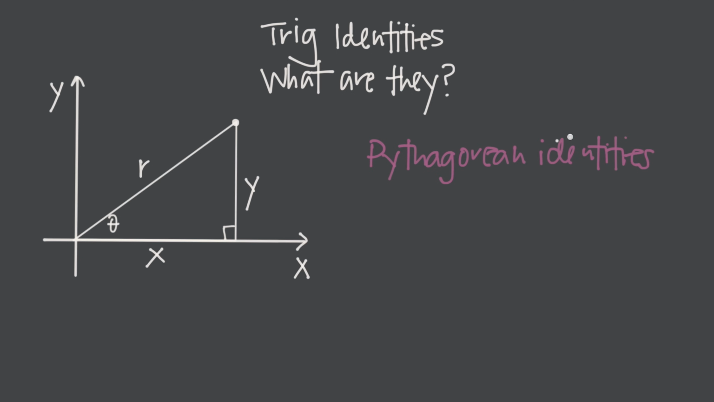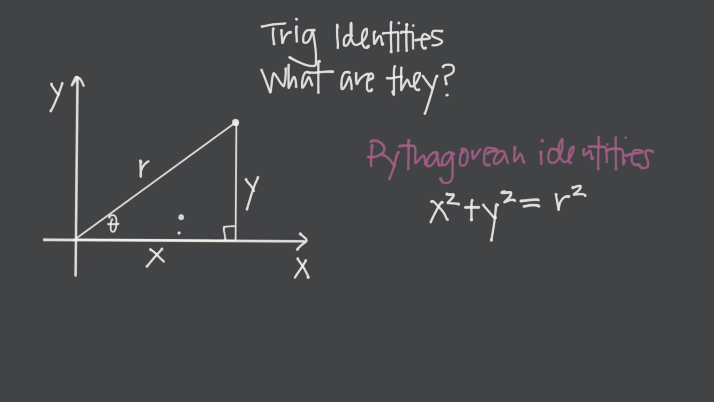The next one we want to talk about is Pythagorean identities, and this one also comes directly from our right triangle. The reason we call them Pythagorean identities is because they're based on the Pythagorean theorem, which remember tells us that a squared plus b squared is equal to c squared. In that formula, a and b are the lengths of the two legs of the triangle, and c is the length of the hypotenuse. So instead of a, b, and c, if we use x, y, and r respectively, we can say that the Pythagorean theorem for this right triangle in particular is x squared plus y squared is equal to r squared.